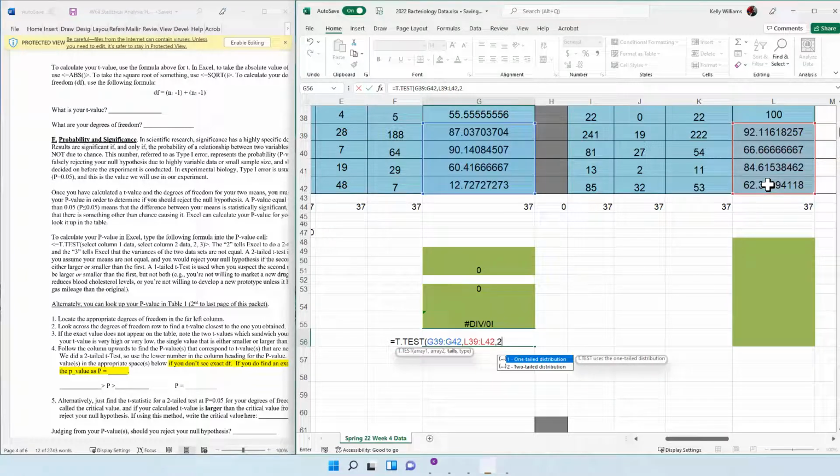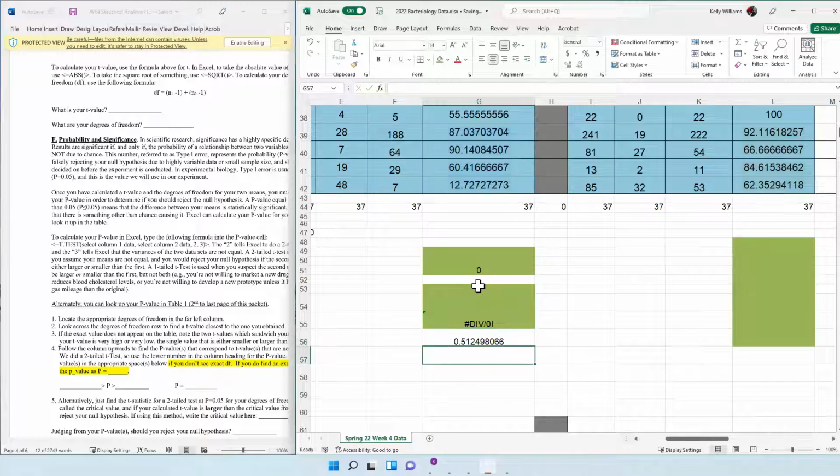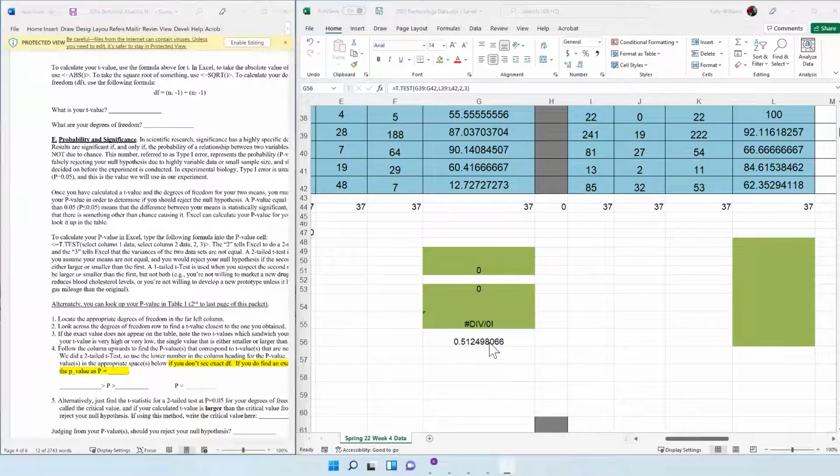Okay, and that just means that we're doing a two-tailed test, and then 3 is telling Excel that the variances are not equal. Okay, we're going to close that. We're going to press enter. And now you have your T value. Sorry, I misspoke. This is your P value. This is your probability. So your T you're going to get from this calculation here that we just typed in. Your P value is right here.